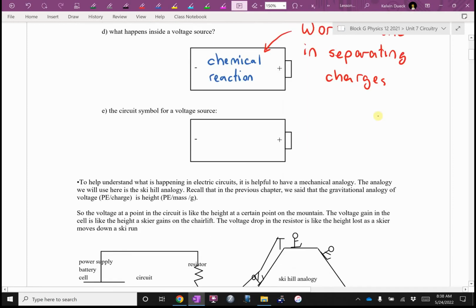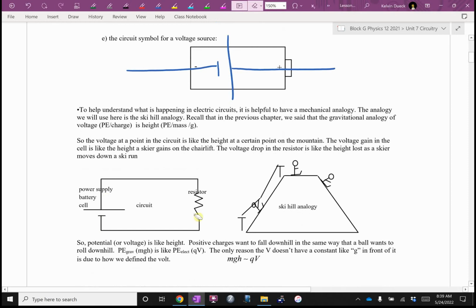There's a circuit symbol for a voltage source. So if this is a battery and if that's the negative terminal and this is the positive terminal, we use a short line for the negative and a long line for the positive. We'll be doing a lot of circuit drawings, or analyzing a lot of circuit drawings. So right here, I see a battery, I see a resistor.